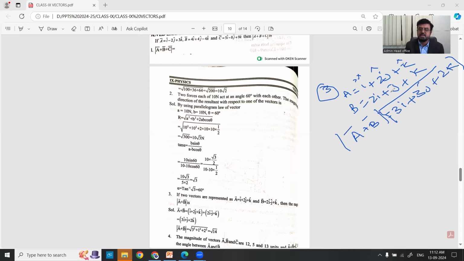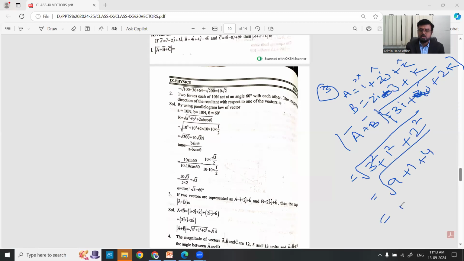Sorry, minus is there, I think, for j here. Minus j means 2j minus j, 1j only. So A is equal to i plus 2j plus k, B is equal to 2i minus j plus k. So under root we can write 3 square, because mod means squares, plus 1 square, because 2j minus j is nothing but j, plus 2k means 2 square. So 9 plus 1 plus 4 under root, that is equal to under root of 14, is the answer.